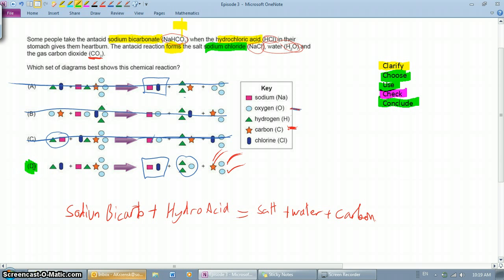But a concluding statement could be, well, no, we don't. A concluding statement would be that, okay, for the question, which set of diagrams best shows this chemical reaction? I would say that given this style of question and that it's asking us just to identify diagrams, we wouldn't have to explain it specifically. We could just say answer or combination D best describes or best shows the chemical reaction above.